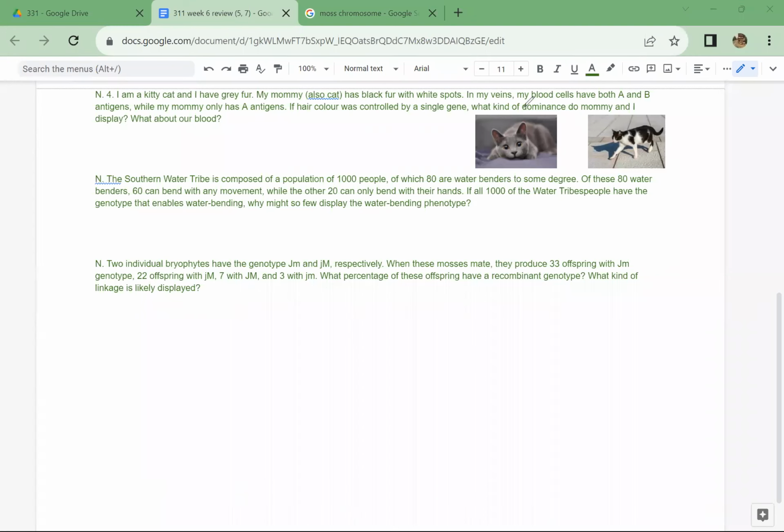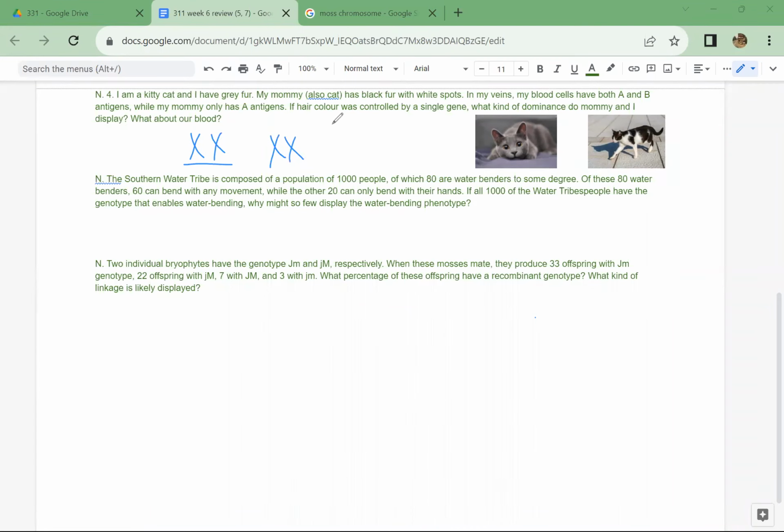So, before we get into that, let's just talk about what's going on. As we remember from class, hair color, at least in cats, we explored to be a sex-linked gene. And let's pretend that I am a female cat. My mummy is a female cat. These would be our genotypes, two X's, because we're diploid.